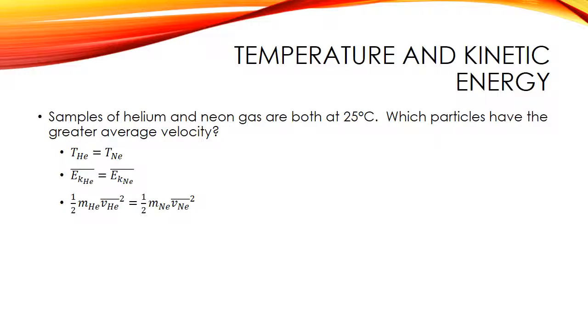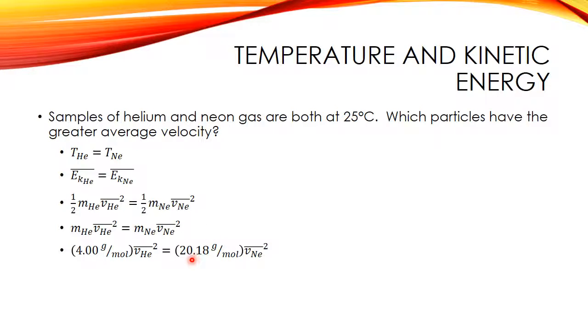Now we can simplify this equation because 1/2 appears on both sides, so it would cancel or drop out, and you can see what we're left with. Now you might be wondering, how will I know which particles are traveling faster on average? Well, here's the thing. We know the masses of these particles. We can look up the molar masses of helium and neon, or we could think about the mass of an individual atom. It's probably easier just to look at the molar masses. And if we look at the periodic table, we'll see that the molar mass of helium is 4 grams per mole, and that of neon is just over 20 grams per mole.